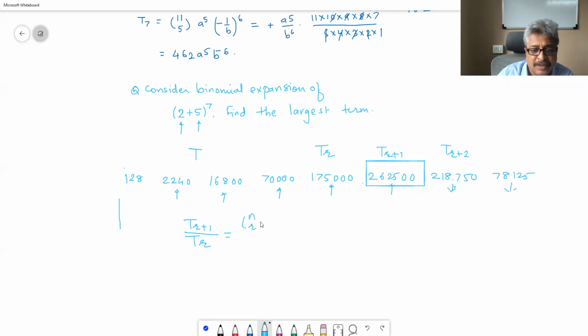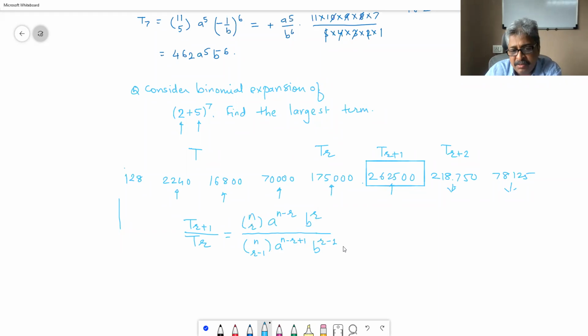n choose r is the binomial coefficient, into a raised to n minus r is the first term, into b raised to r is the second term. That is term number r plus 1. And what will be T(r) now? n choose r minus 1, a raised to n minus r plus 1, b raised to r minus 1. This is the ratio we would like to find out.